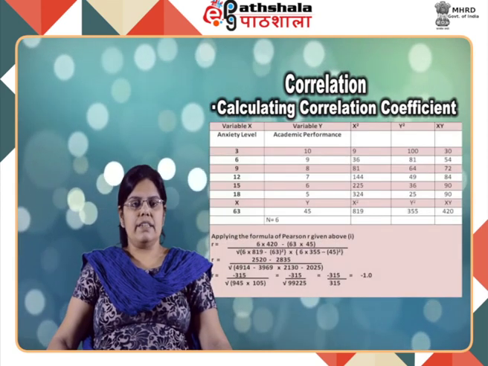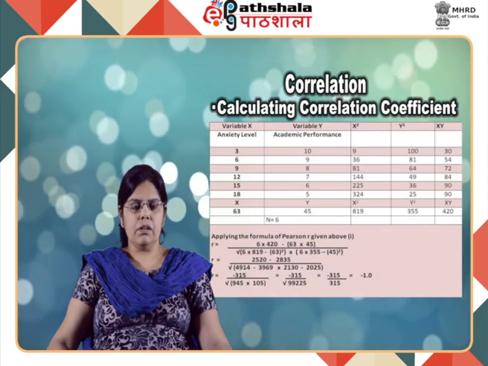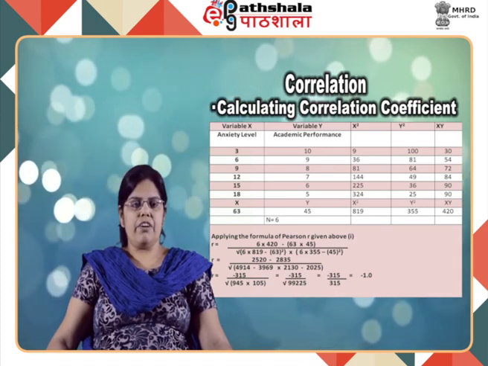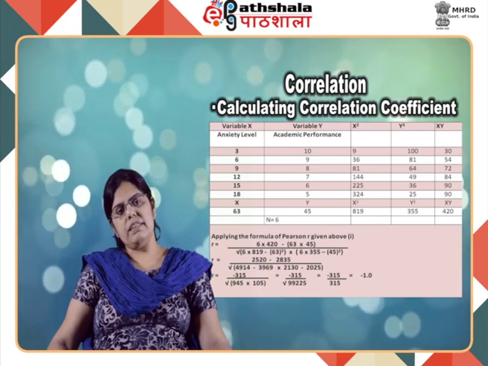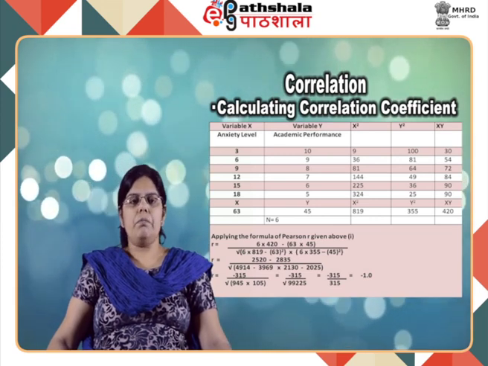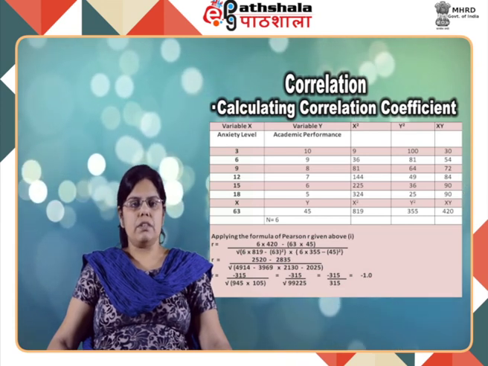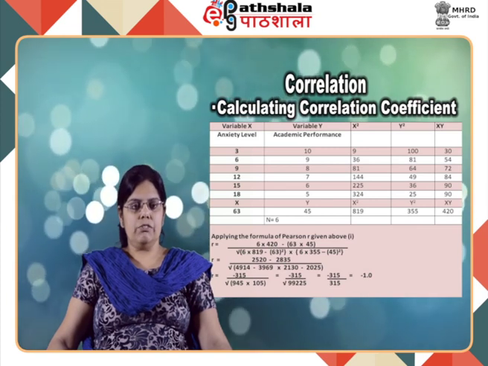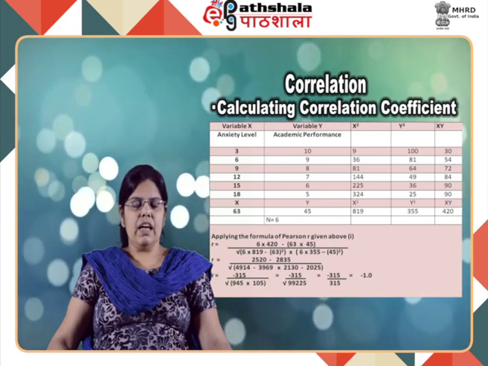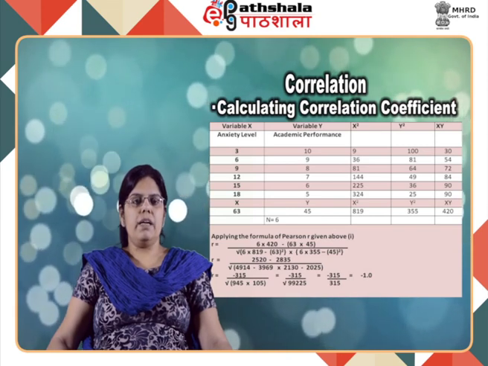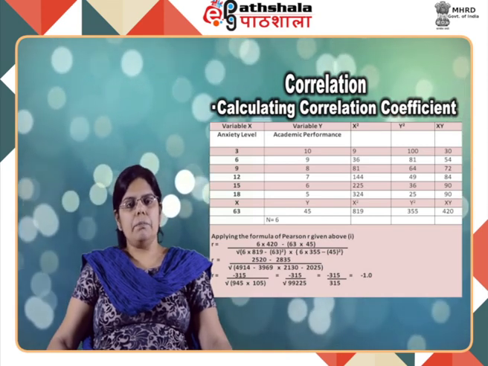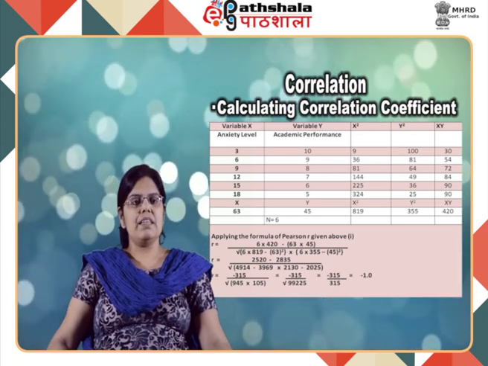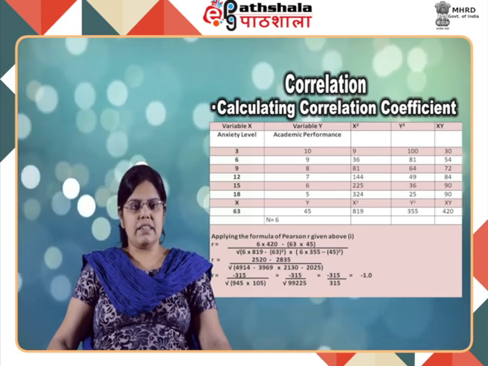Let's calculate an example to understand. Given here is the table with the values of variables x and y, where variable x represents anxiety level and variable y represents academic performance. The third column depicts the x square value. The fourth represents y square, and in the fifth column variable x and variable y are multiplied, represented as xy. The total number of cases n in this case is 6.